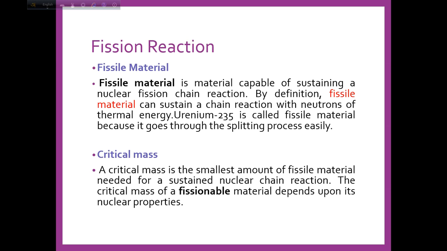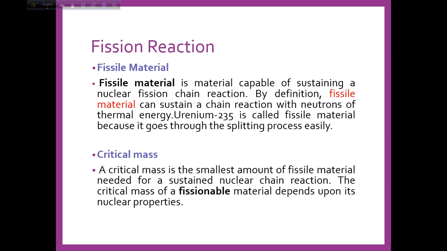Before moving further, we need to know certain terminologies: what a fissile material is, and what a critical mass is. Usually a fissile material is a material which is capable of sustaining a nuclear fission chain reaction, and by definition a fissile material can sustain a chain reaction with neutrons of thermal energy. Uranium-235 is called a fissile material because it can go through the process of splitting.